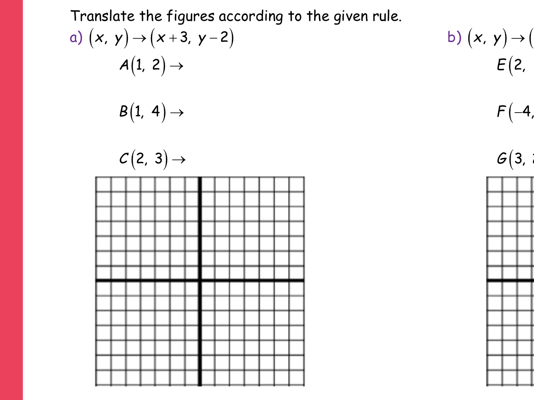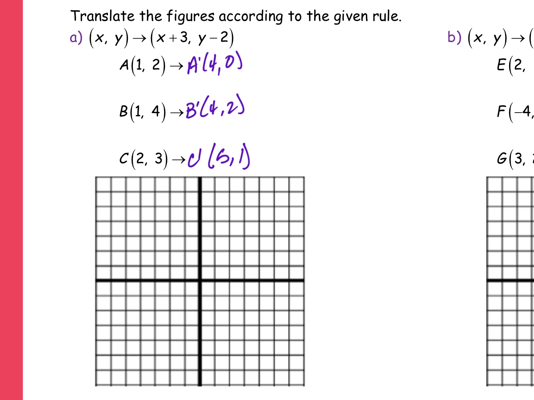Okay. So each point, A prime would be, where's A prime at? 1 plus 3 is 4, and 2 minus 2 is 0. And then B prime would be 1 plus 3 is 4. Great. And 4 minus 2 is 2. And then C prime, 5 and 1. Is that what you guys got? Good. And then we can graph it, right?